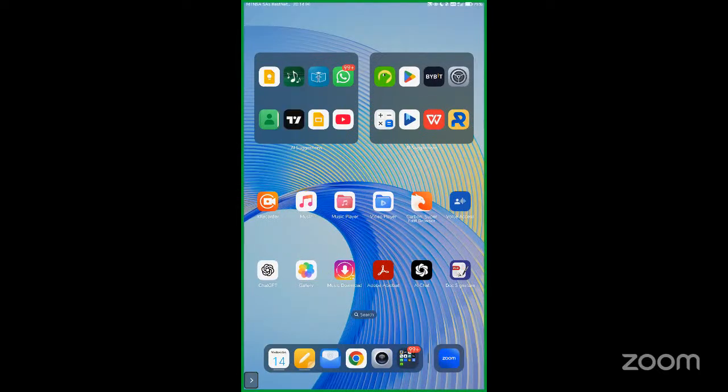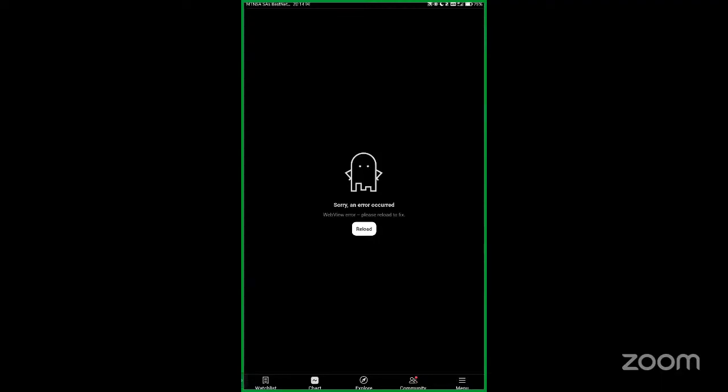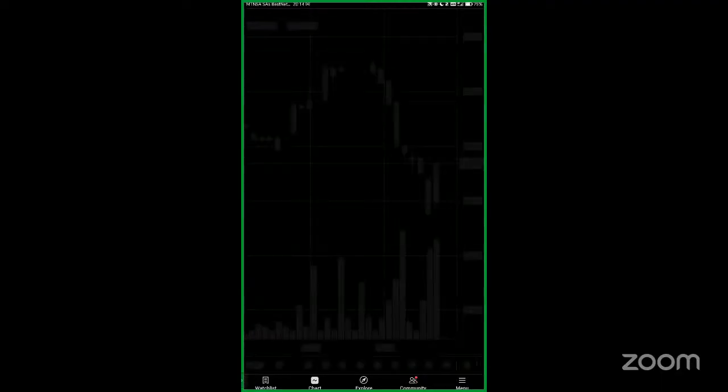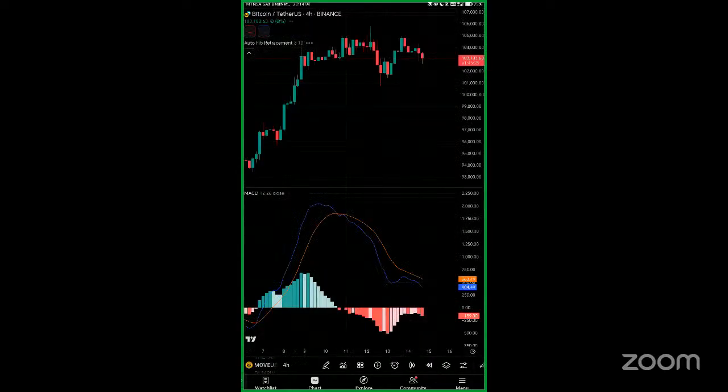Okay. So I'm going to share my screen. Then we are going to go to our application for technical analysis, which is TradingView. Then we'll have a look at this indicator called the MACD indicator, right?